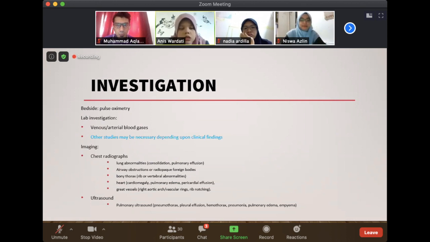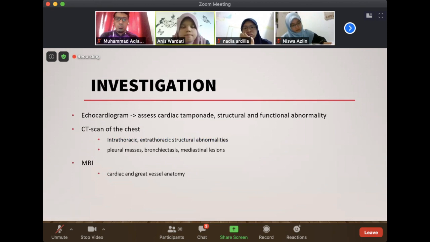So for the ultrasound, with pulmonary ultrasound you can see features of pneumothorax or other pleural abnormalities, for example hemothorax or pulmonary edema. The echocardiogram is to assess if there is any pericardial effusion or any structural or functional abnormality of the heart. For the CT scan, you can look for any mediastinal abnormalities or lesions, or bone fractures, which can also cause breathlessness. And for MRI, you can look at the vessel anatomy, if there is any alteration to the vessels, for example in heart disease.